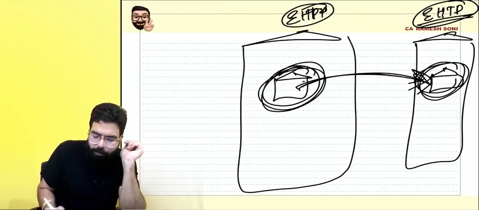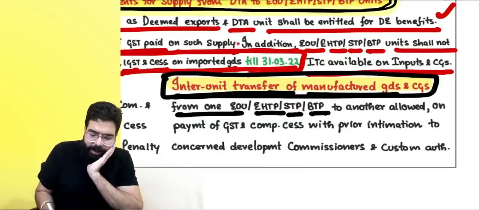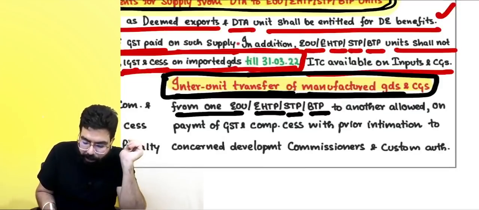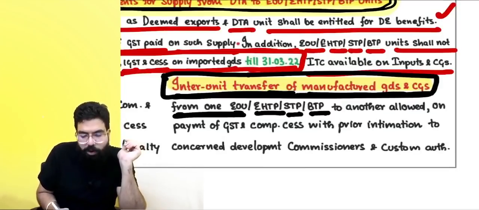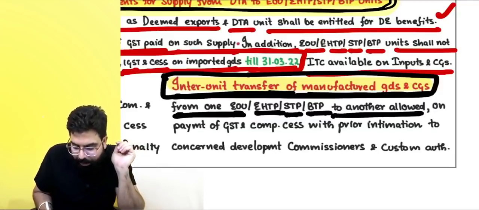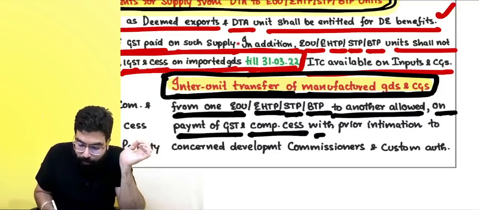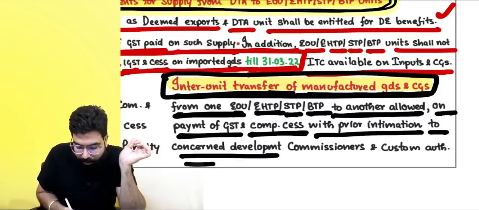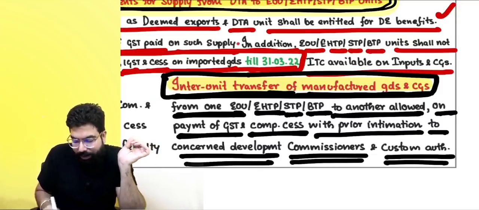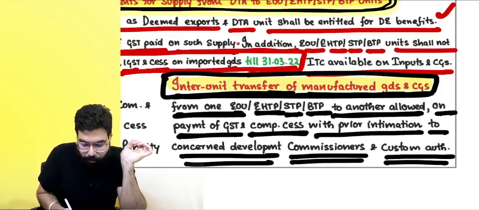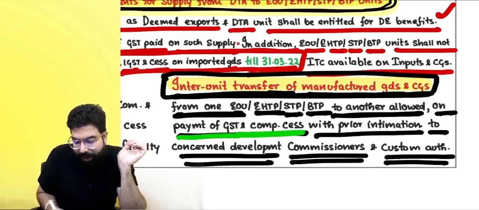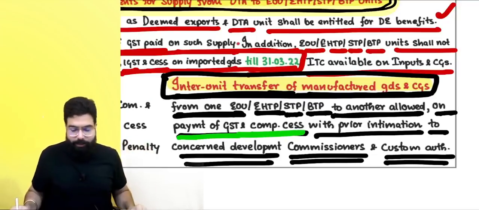Can I transfer from one unit to another unit? They are telling inter unit transfer of manufactured goods from one EOU, STP, BTP to another is allowed on payment of GST and compensation cess with prior intimation to the concerned development commissioner and custom authority. But in transfer, you have to pay GST and GST compensation cess.